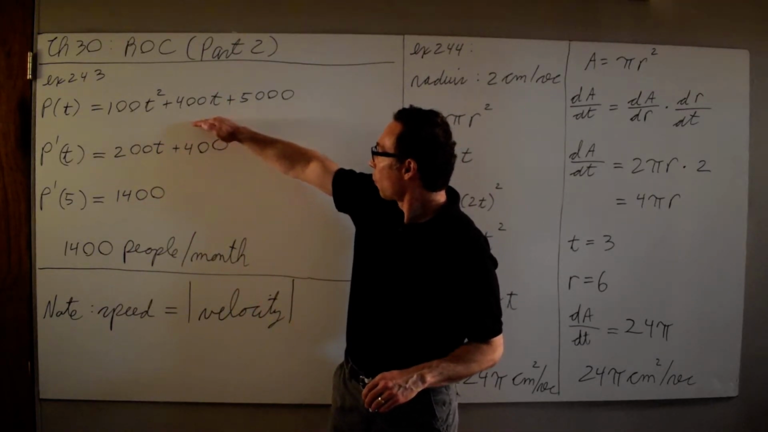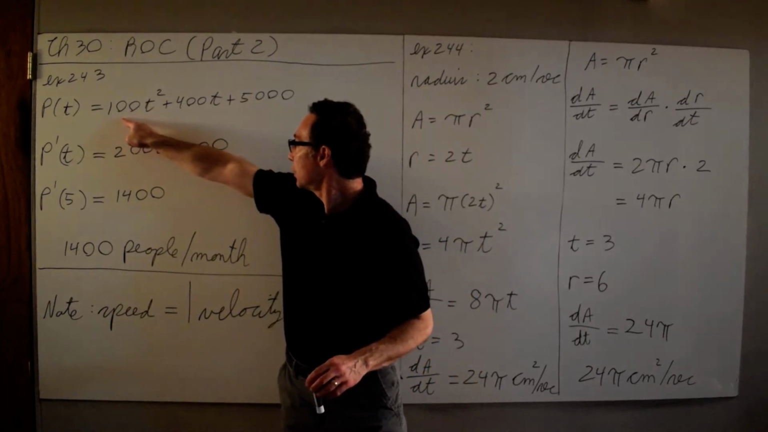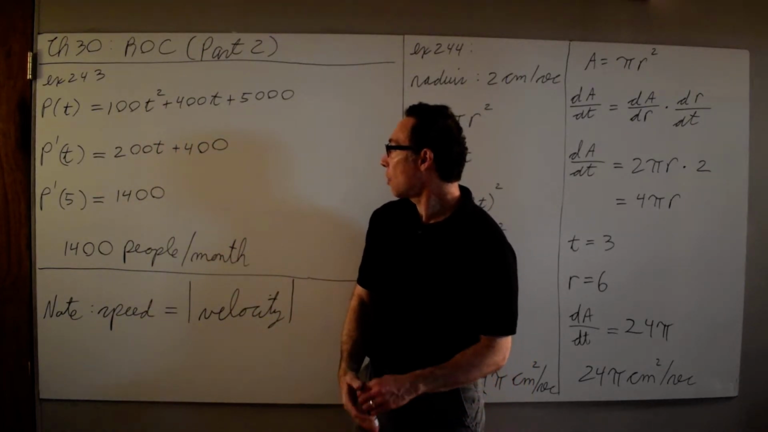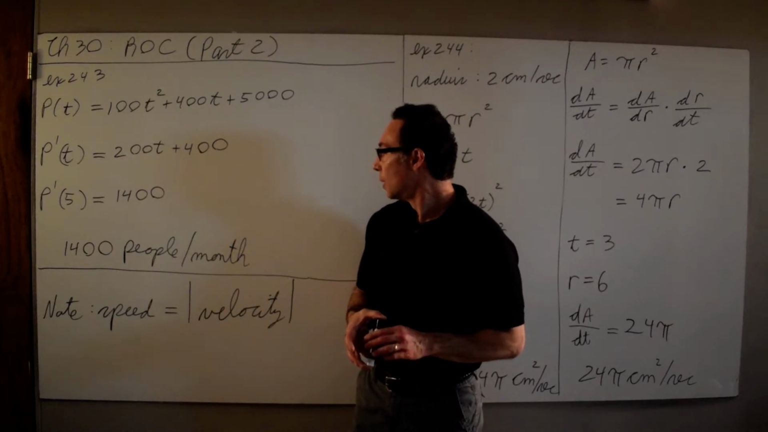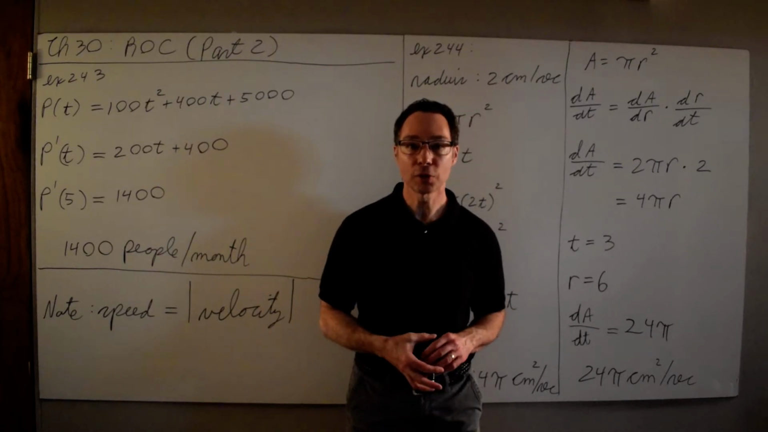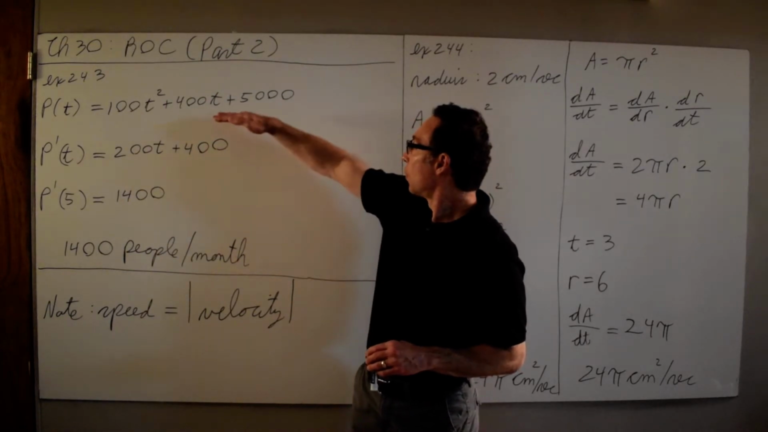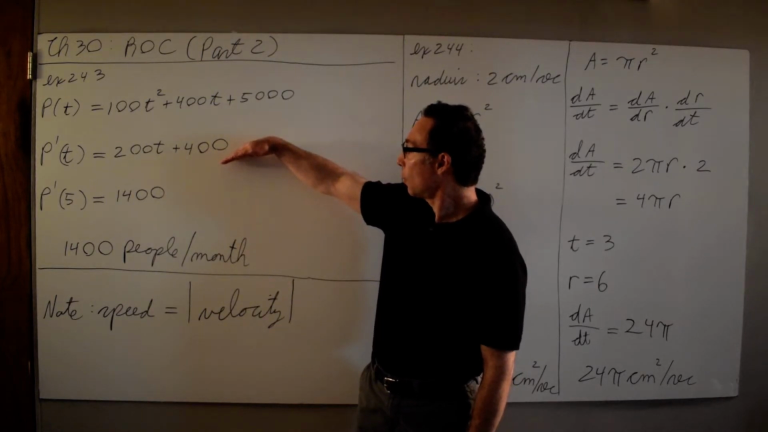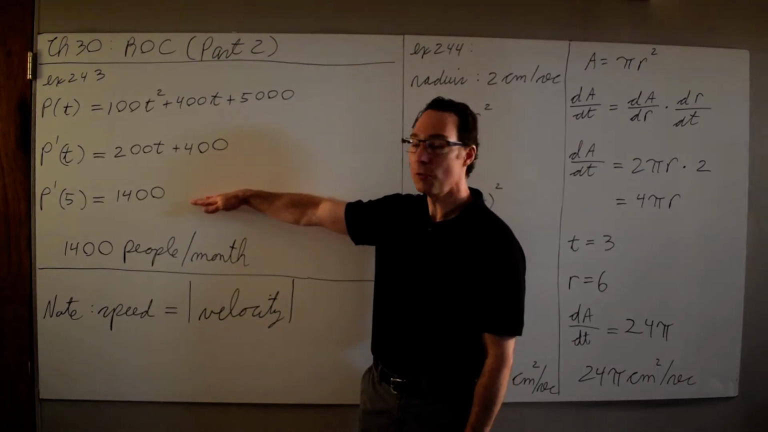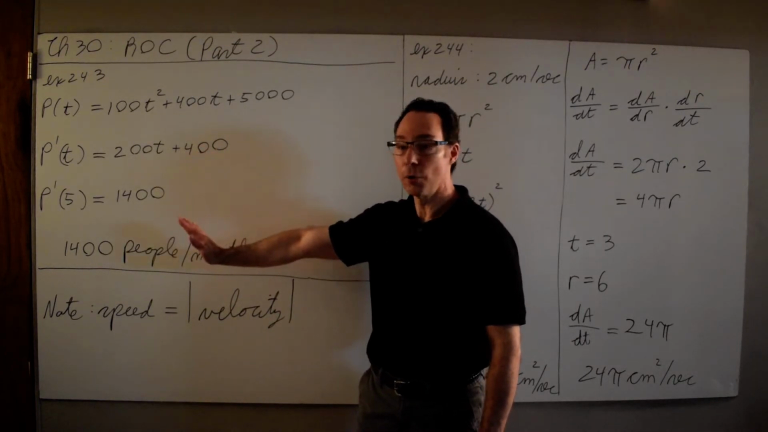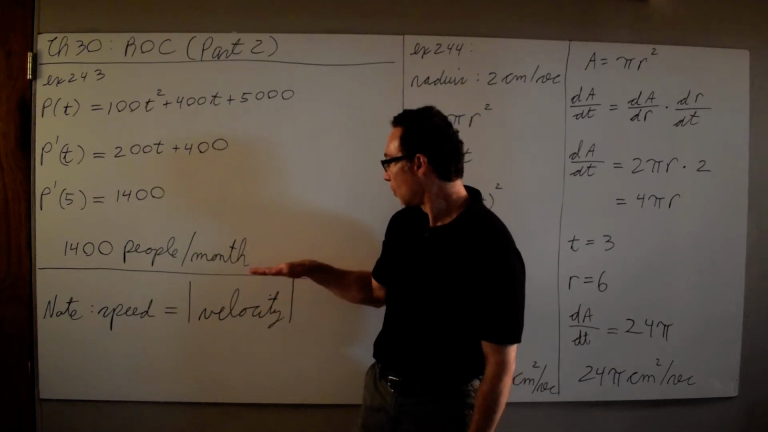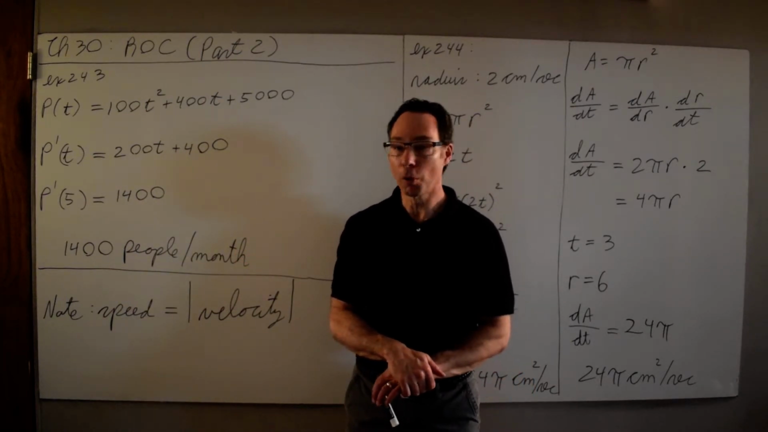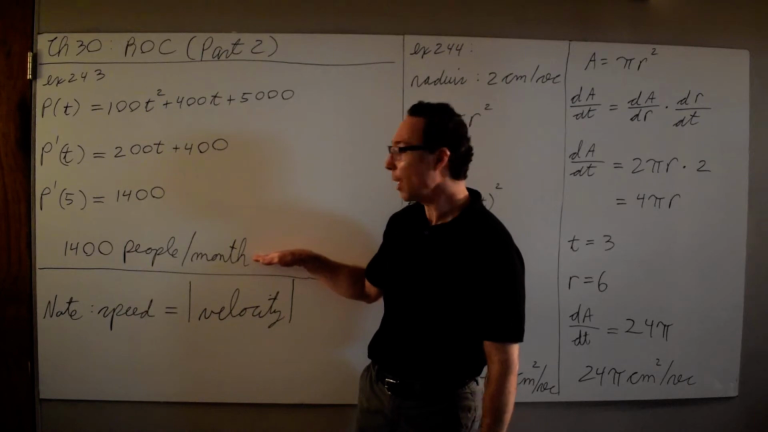So example 243, we have a population of a community is growing according to this model, where t is the time in months. And we want to know what is the rate of change of the population after 5 months. Well, the rate of change of a function is the derivative. So we calculate the derivative. We want to know the rate of change at time equal to 5, so we substitute 5 into the derivative, and we have 1400. So according to this model, this community is growing at a rate of 1,400 people per month, which is granted a very high growth rate for a community.